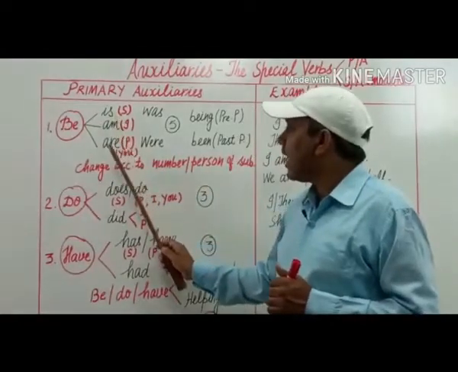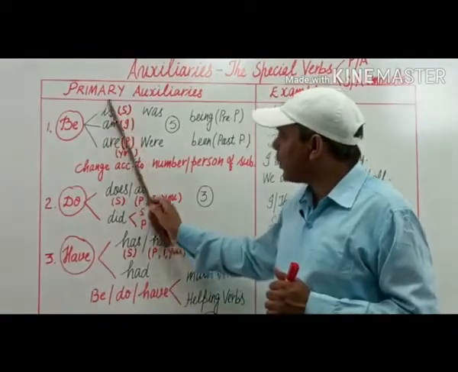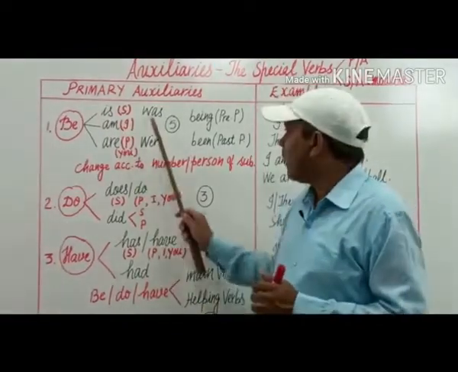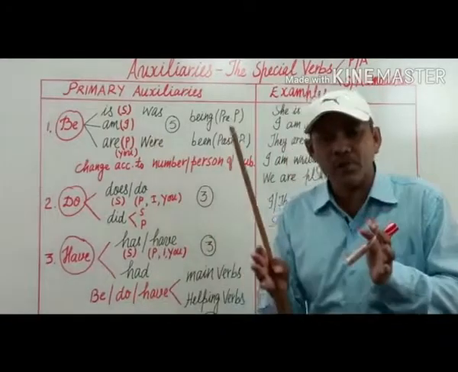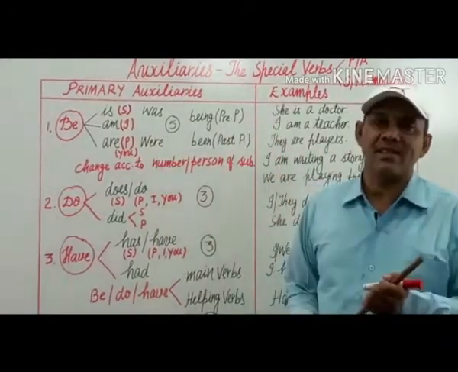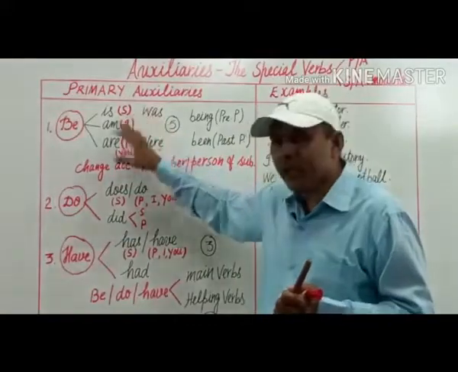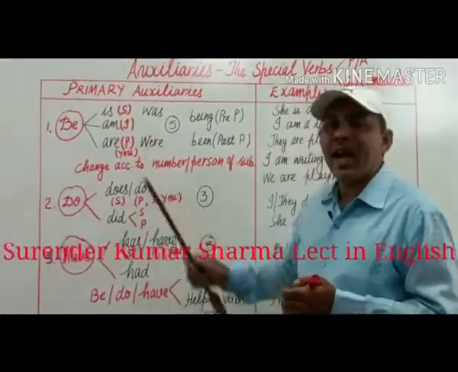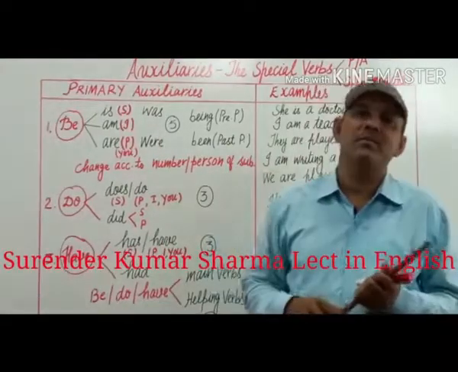is, am, are. These are used to show the present tense. Was, were, these 2 forms are used for the past tense. They can be used either as the main verb in a sentence or as the helping verb to the main verb.